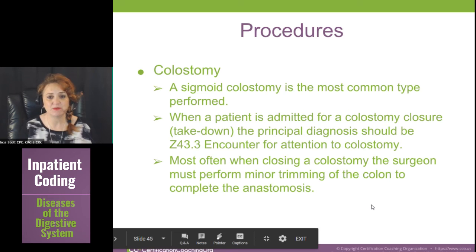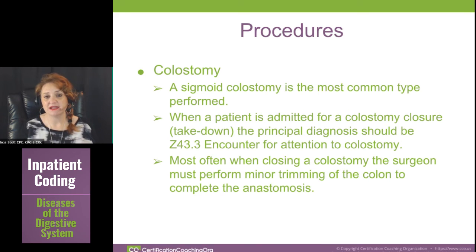You could have a sigmoid colostomy. That is actually the most common type. If you don't know what that looks like or how they do that, you can go all over YouTube and see that. Go Google image a sigmoid colostomy. If you have a patient that is admitted to close or reverse, and they use the term also take down the colostomy. So the colostomy's done, it served its purpose. Now we're going to put everything back together.